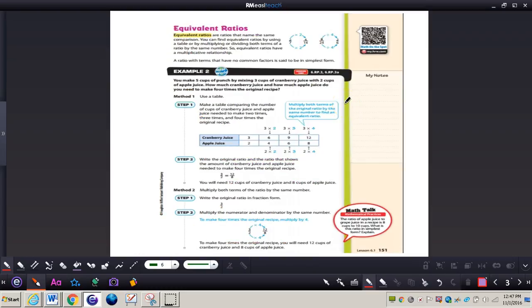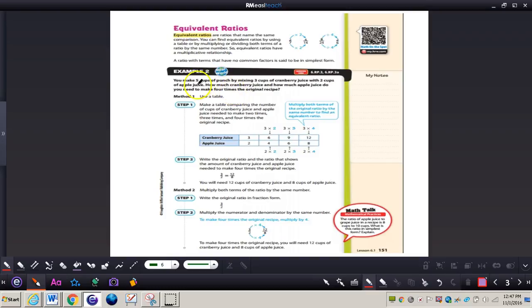Okay, let's take a look at equivalent ratios. It says equivalent ratios are ratios that name the same comparison. You can find equivalent ratios by using a table or multiplying or dividing both terms of a ratio by the same number, which is very important. So equivalent ratios have a multiplicative relationship. A ratio with terms that have no common factors is said to be in simplest form. So think about how you simplify fractions, same way that you would simplify ratios as well.